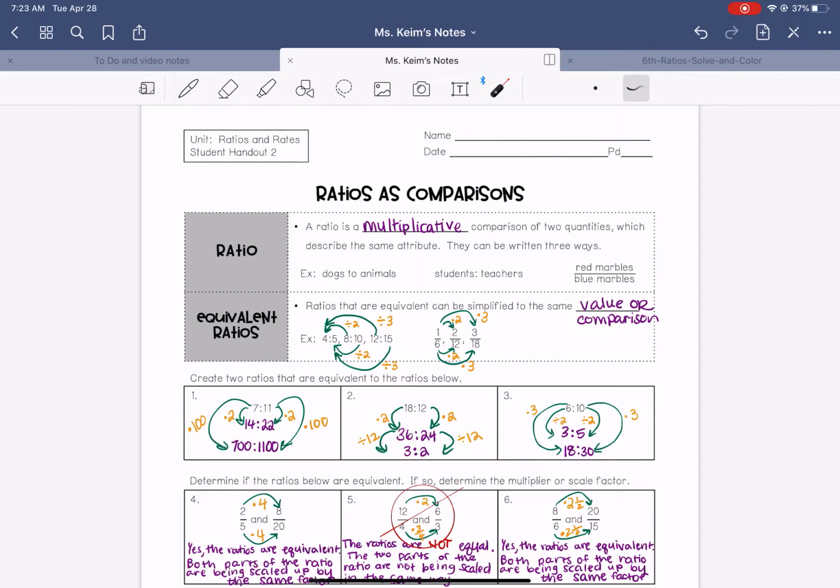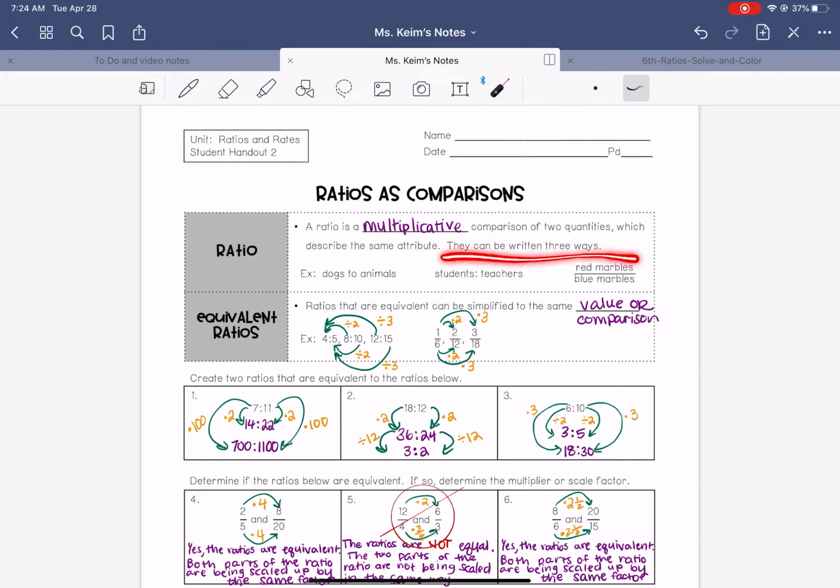So let's read right here. It says a ratio is a multiplicative comparison of two quantities. That just means that to create an equivalent ratio, we're going to need multiplication or division. We can't add or subtract to create an equivalent ratio. And I'll give specific examples of that in a bit.